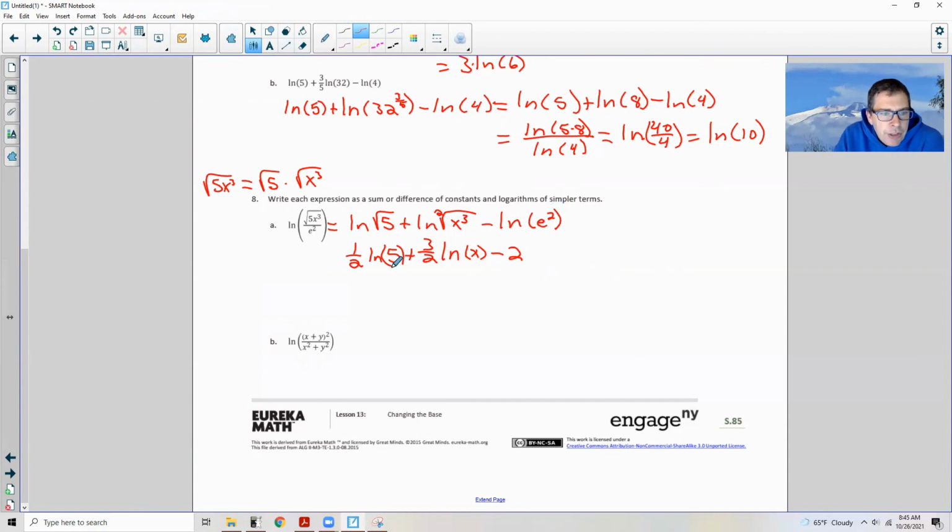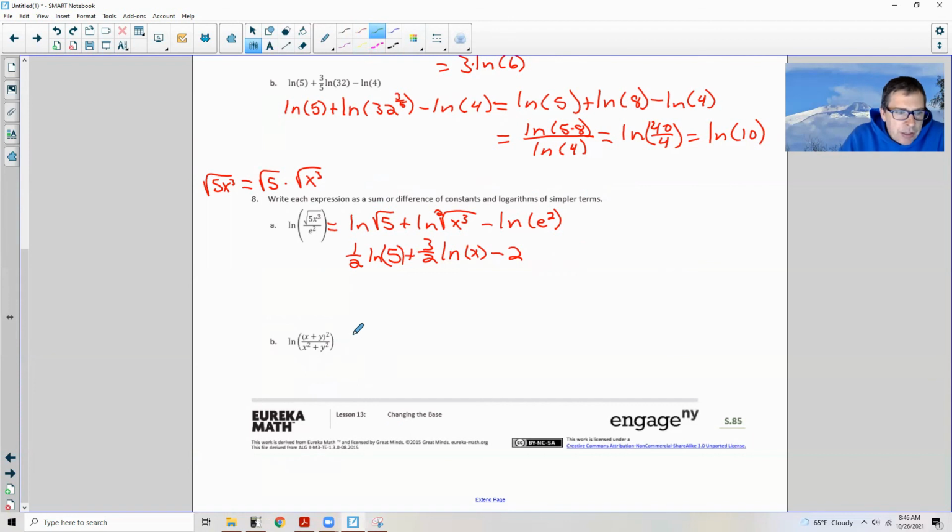All righty. So now that we have 1/2 natural log 5 plus 3/2 natural log x minus 2, that's as far as we can go. I cannot simplify this any further. It says to write each expression as a sum or difference of constants and logarithms of simpler terms. And that's that. All right, so part B.